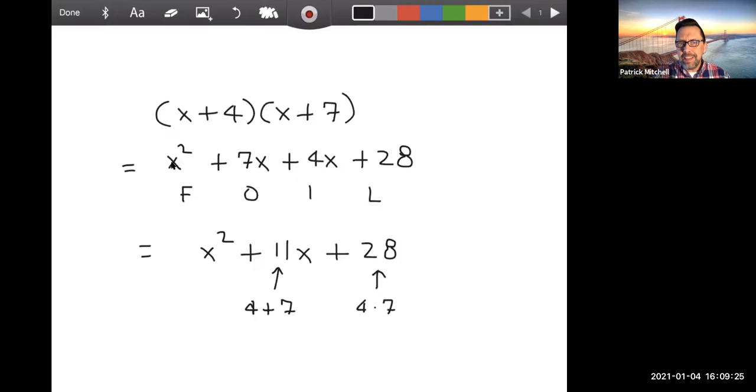Now if we were to leave the polynomial like that, it would be really easy to factor this by grouping. But usually we combine our like terms, and in the FOIL situation, often the middle terms are like terms. So 7x plus 4x is going to add up to 11x and is going to leave us with x squared plus 11x plus 28. Notice the 11 came from 4 plus 7. It came from combining these like terms. And the 28 came from 4 times 7 when we did the last part of first, outer, inner, last.